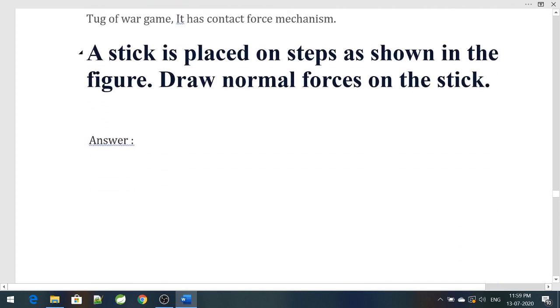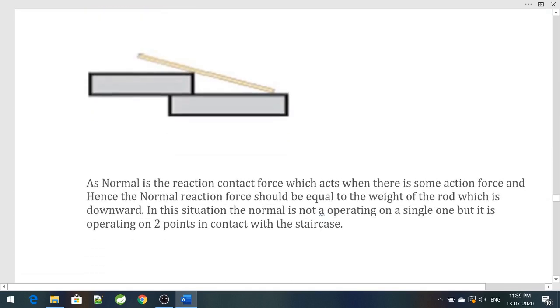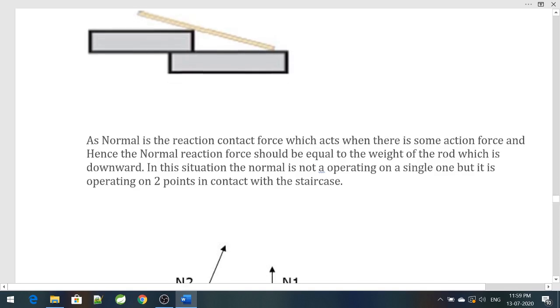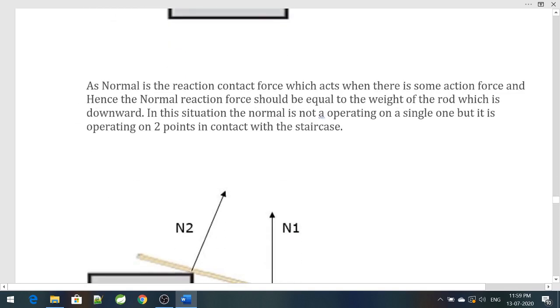A stick is placed on steps as shown in the figure. Draw normal forces on the stick. See, it is inclined. It is in contact, but it is in an inclined position. So what are the forces acting on it? The normal force is the reaction contact force which acts when there is some action force, and hence the normal reaction force should be equal to the weight of the rod, which is downward. In this situation, the normal force is not operating at a single point, but at 2 points in contact with the steps.